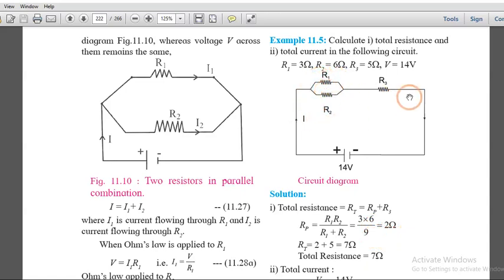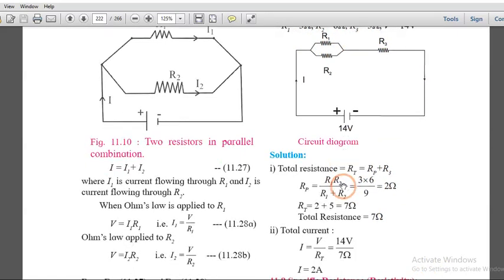Now this 2 ohm and this R3 are connected in series, so the overall resistance becomes this equivalent plus R3. Equivalent is 2 ohm, R3 is 5 ohm. So 2 plus 5, overall resistance of this combination is 7 ohm.